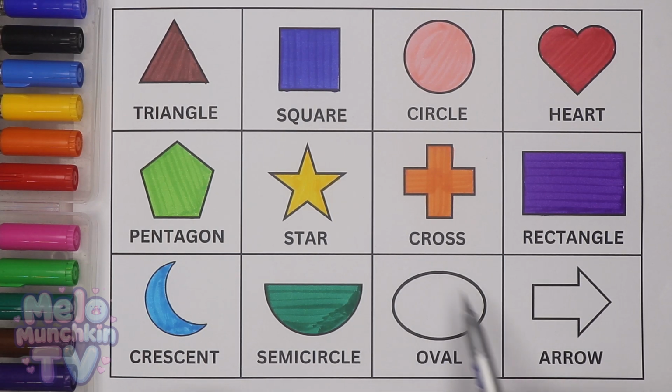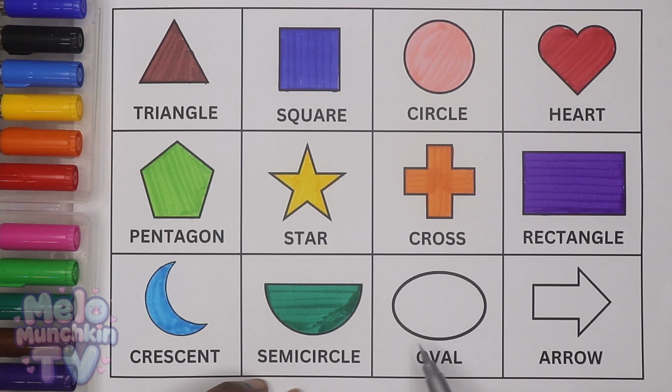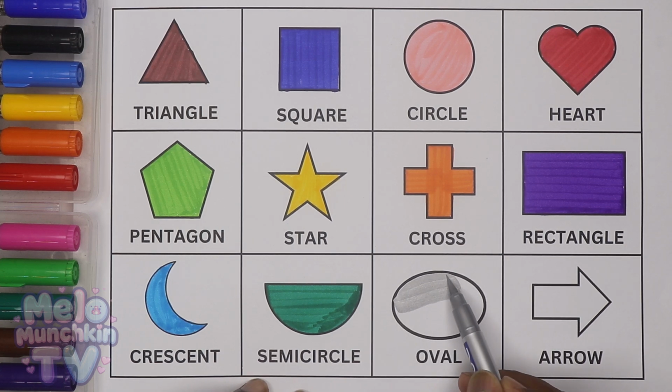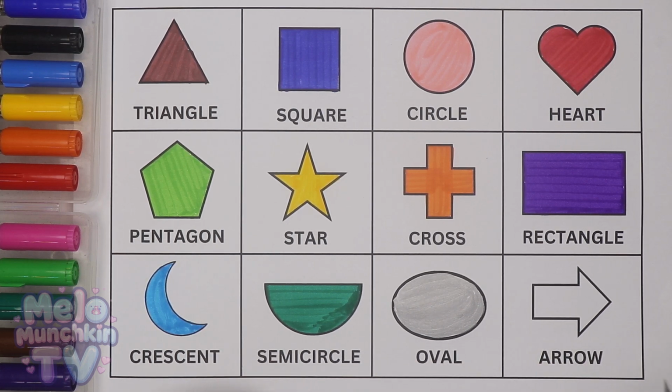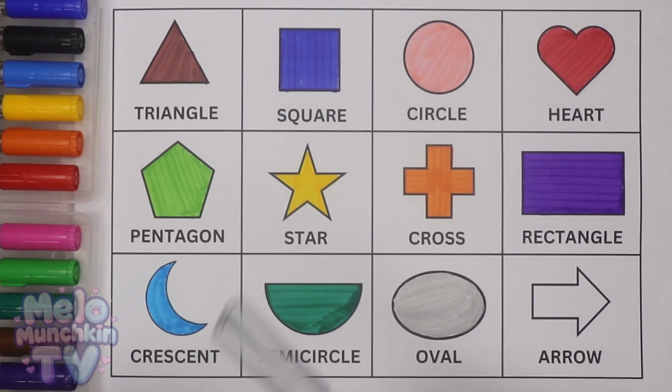So next I'll take silver color and color this shape. This is an oval. This is an oval shape. Okay, this is an oval shape and this color is silver color.